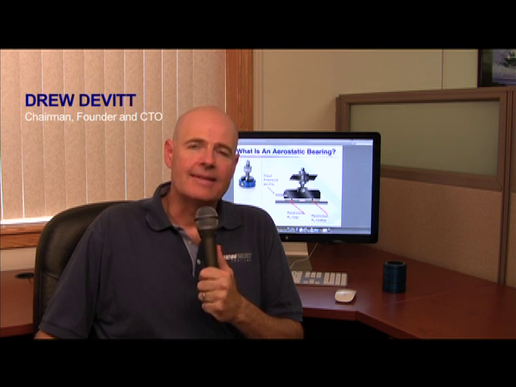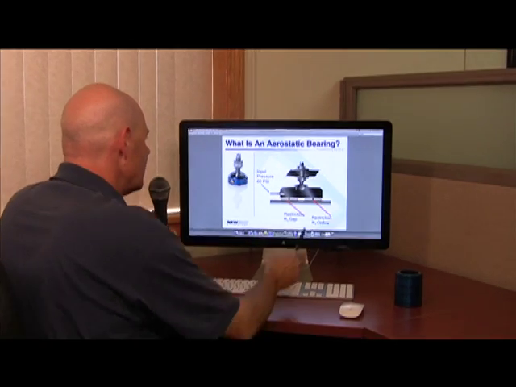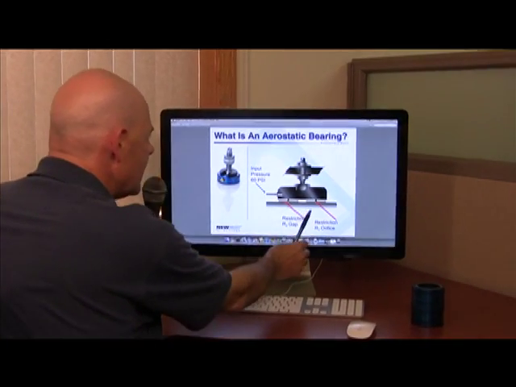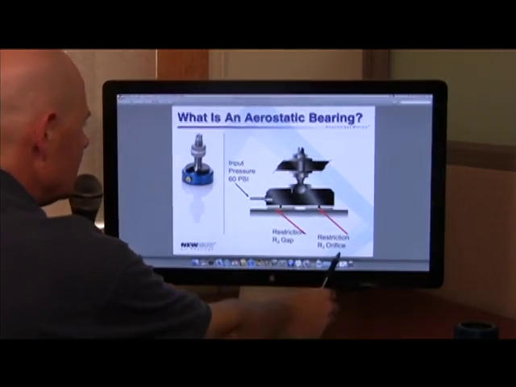I'm Drew Devitt, and in this video I'd like to discuss with you restriction and compensation, which are the defining characteristics of air bearings and separate them from all other pneumatic systems. So having a look at the computer screen here, we've got a side view of a normal flat air bearing. In this case it's an orifice air bearing, and we're talking about two basic restrictions.